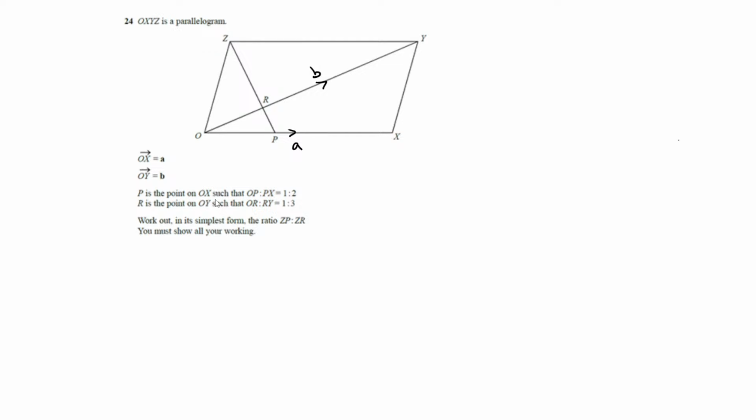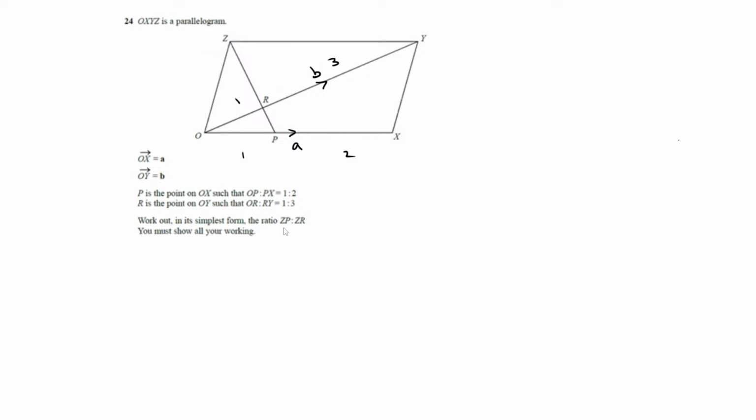P is the point on OX, such that we've got OP, and they've given us a ratio for that. I'm going to write 1 to 2 there, but that's not the vector, right? That's just a ratio, that's just a scale. R is the point on, okay, so we've also got a scale here, to 3. I'll annotate that in a minute. We can obviously split up the A's and the B's.